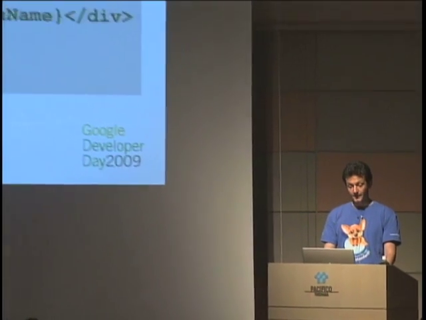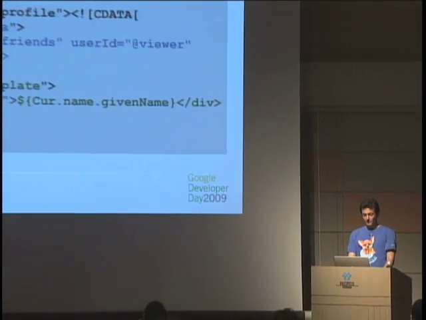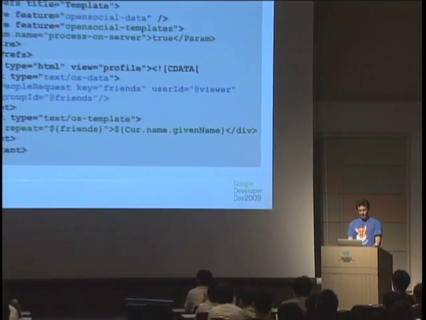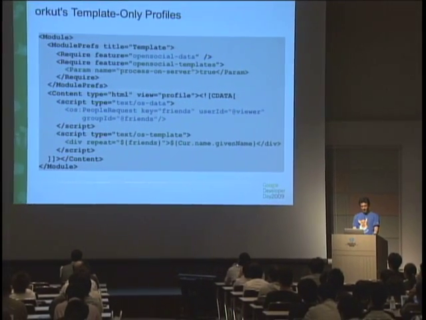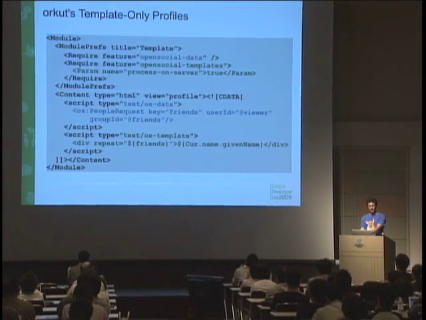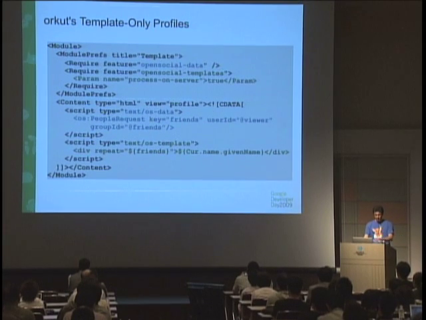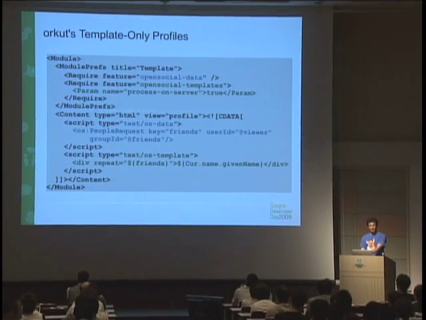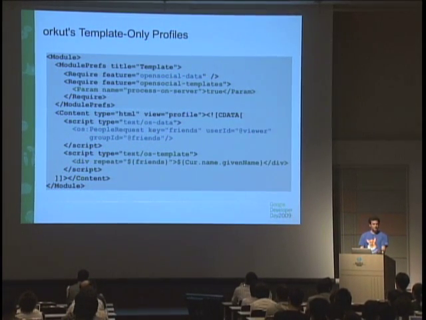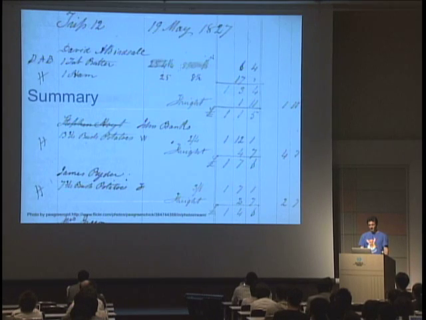So that's what calling it looks like. You say require feature OpenSocial data and templates. Then you say, I want this template to be processed on the server, and then you provide the template there. You say, I want the friends for the viewer, and then here's a template. You say this is a type text/os-template, and then there's a templating language where you can do loops and things like that to do the display.